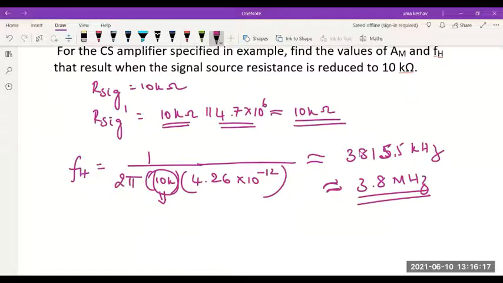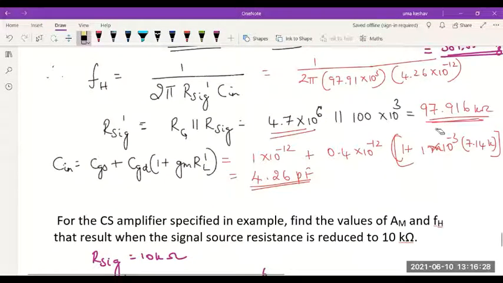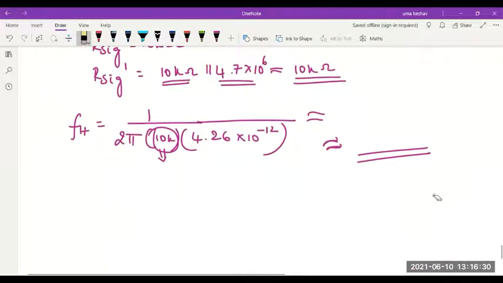Okay. So here you will get it as almost 10 times more, because here I had almost 100K before. Instead of 100K, we had 97K. Here I'm having 1/10 of that value. That's why I'm telling it to be approximately 10 times more. You're getting 3.73 megahertz.